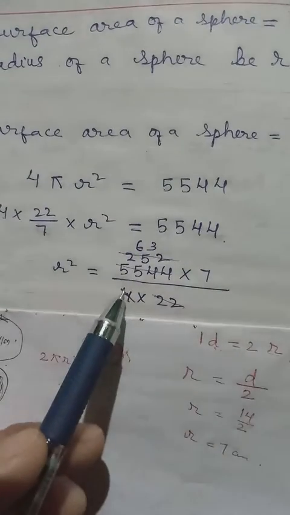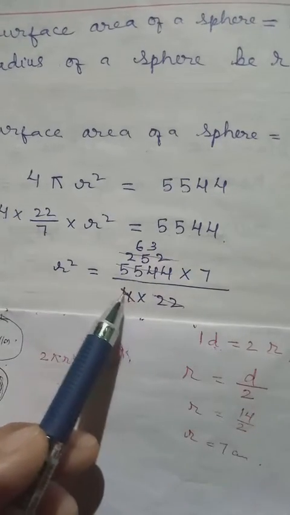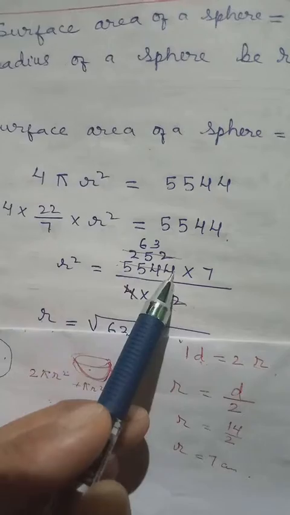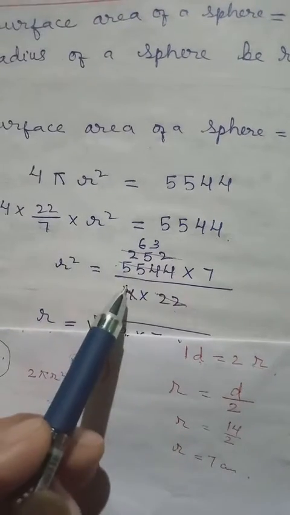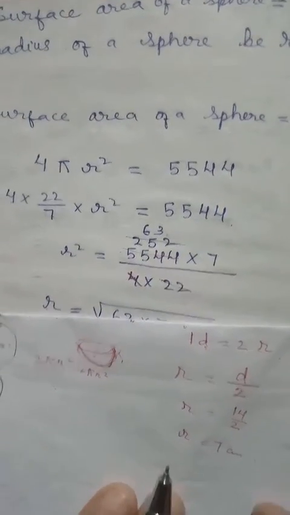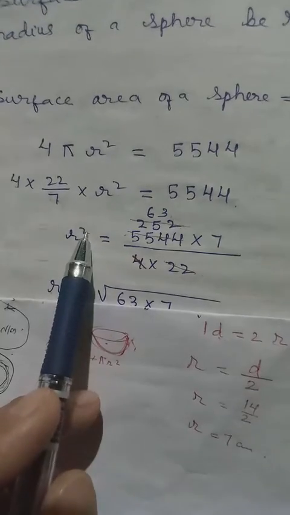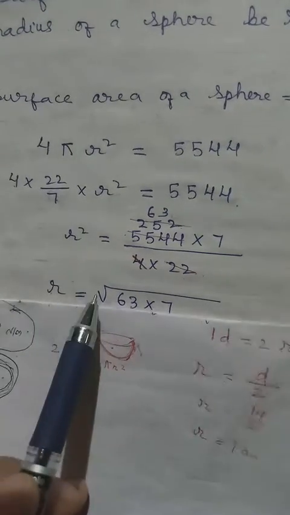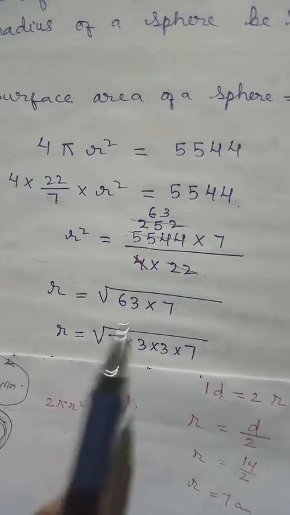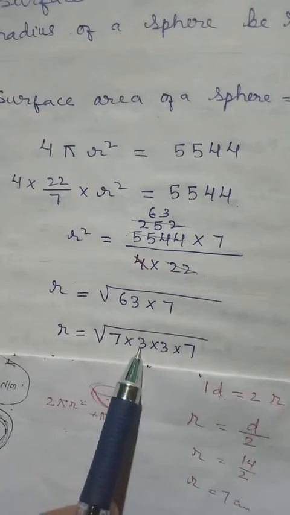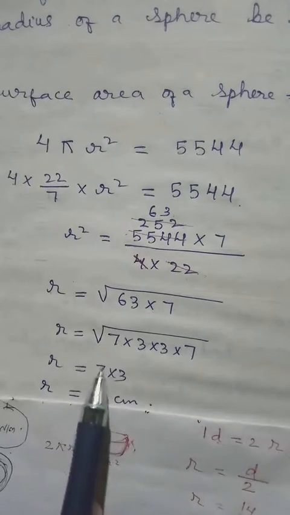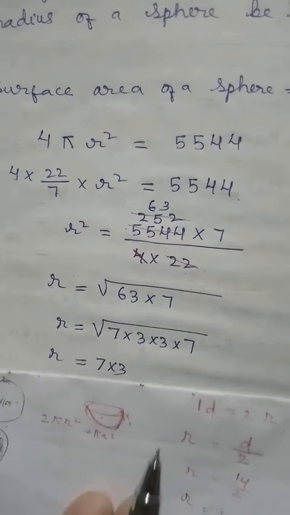So here we can cancel. With 22 you can divide directly here with 11. Divide yourself, you'll get 4252. Again we divide with 4, and we get 63. Now our aim is to get r first, but here r is squared, so we don't want the square. We want only r, so you can take the square root on this side. Split 63 as 9 into 7. 9 we can write as 3 into 3. So we have 2 threes, and we can take out 1 because of the square root. We have 2 sevens, we can take out 1. So 7 into 3, the radius will be 21 cm.